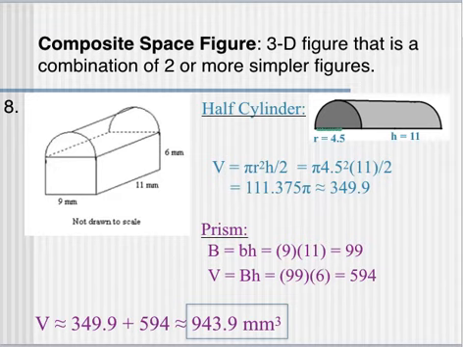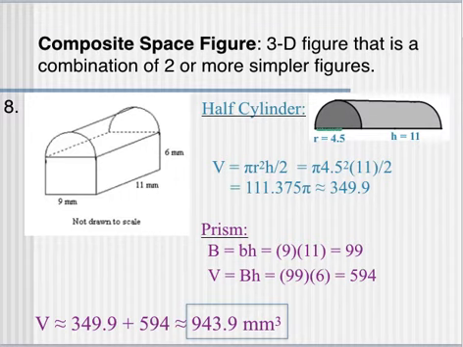Oh, and go ahead and fill in the definition of composite space figures. Composite is really just a fancy word for combination. You'll see it in both math and science classes. So a composite space figure is a three-dimensional figure that is a combination of two or more simpler figures. So here, you have a half cylinder and a prism combined. To find the volume of the whole shape, you just find the volume of each piece and add it up.